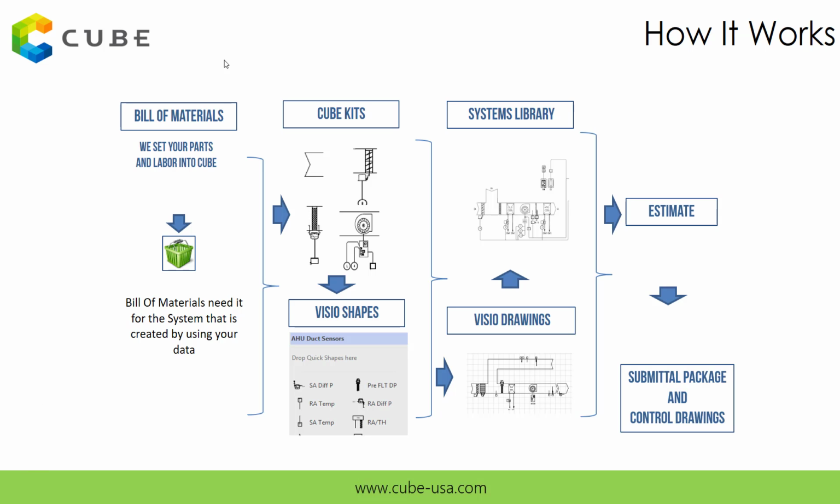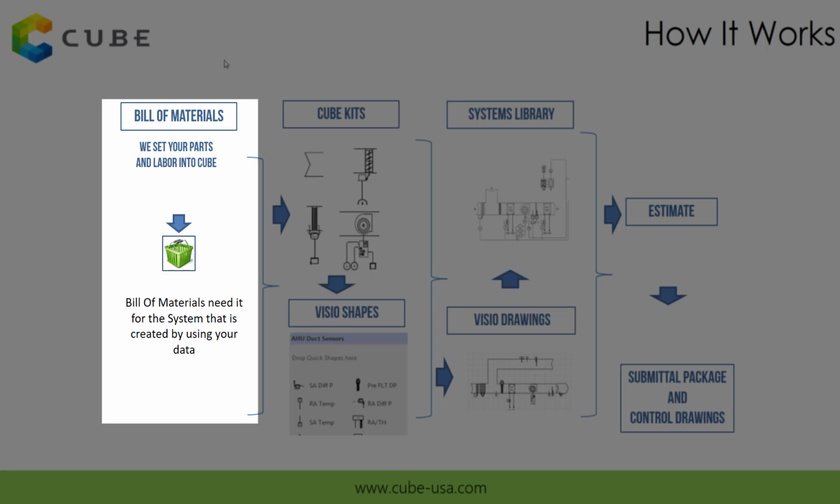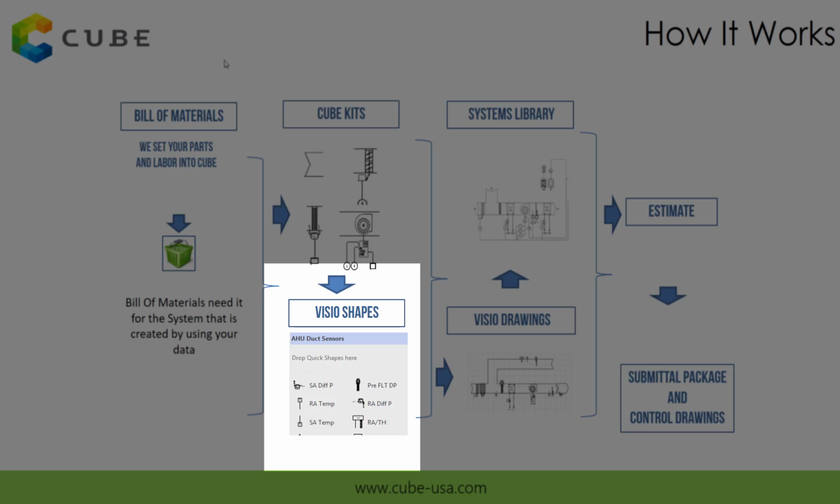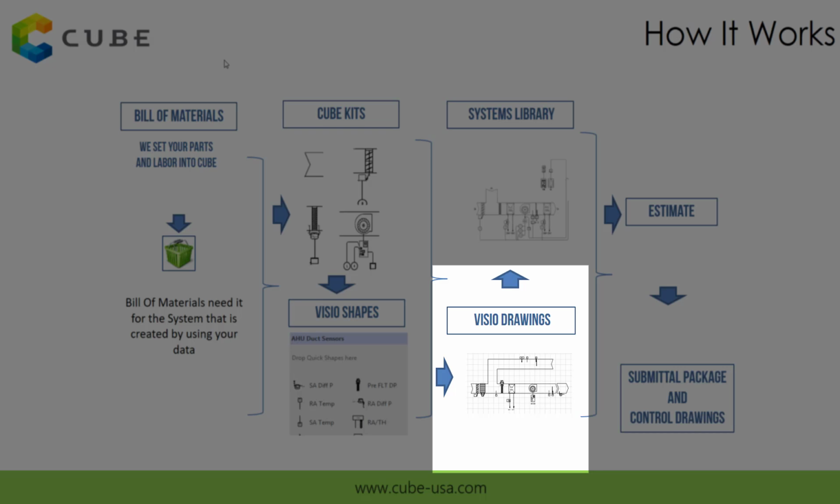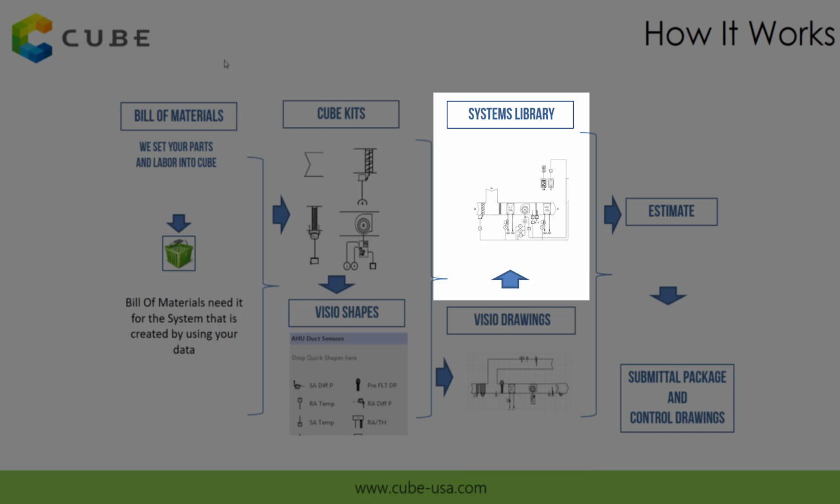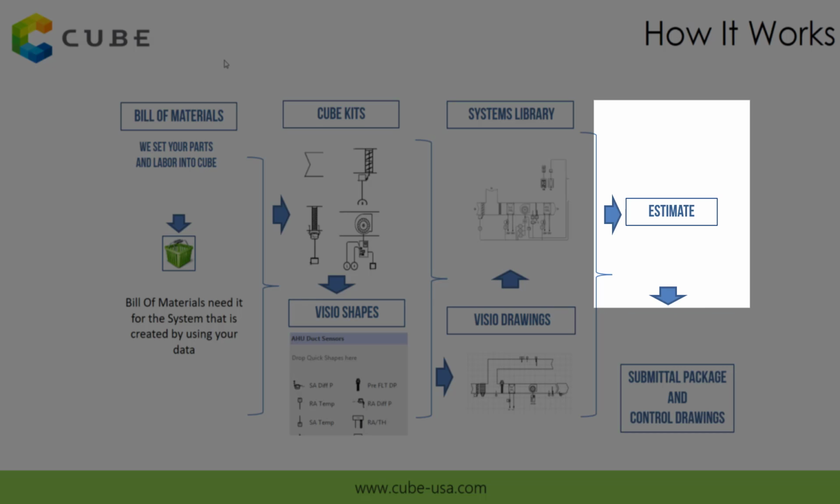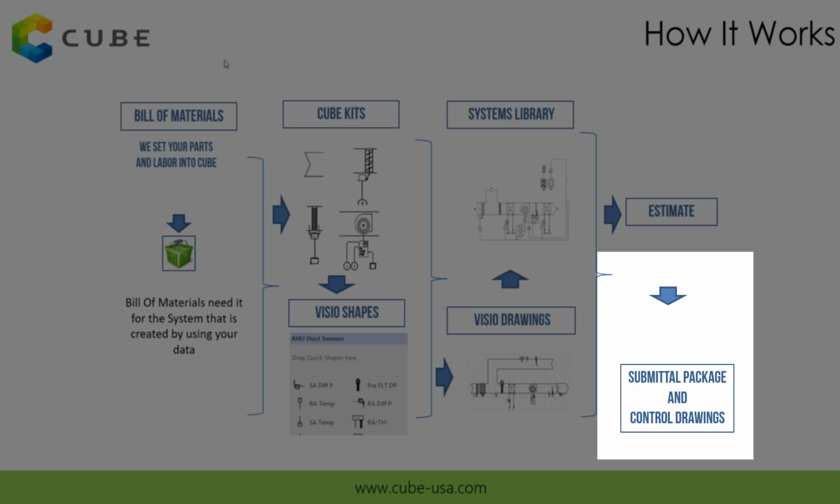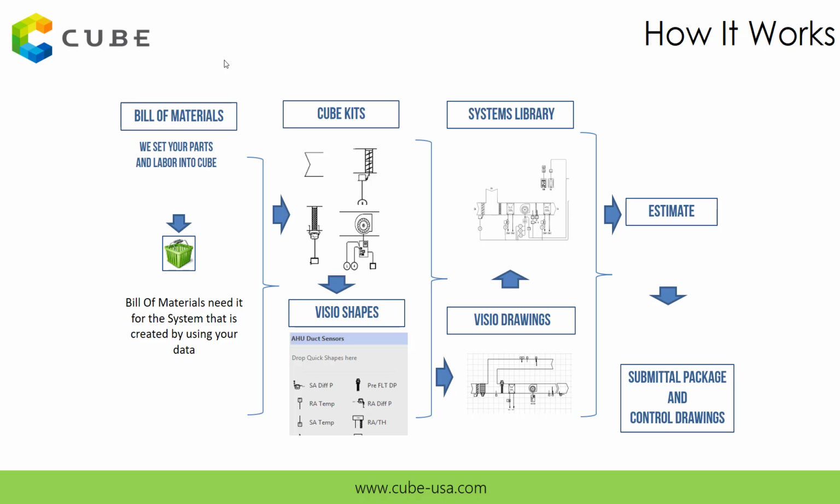Now, the Cube system simplifies this process and is designed with the following criteria. First, all your bills of materials are converted into assemblies. Then those assemblies are converted into shapes, which in turn will build your visual drawings. Then all that information is centralized in a library, which in turn is used to create estimates. And then those estimates, when they're sold, allow you to convert the information into a submittal package. Therefore, the whole process is more efficient and improved.